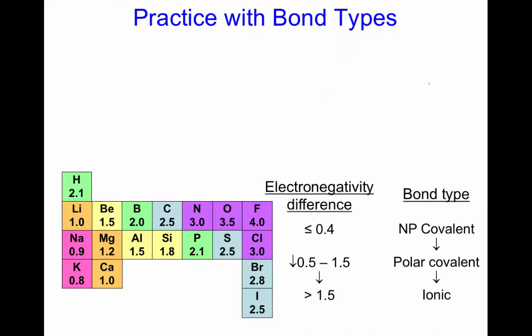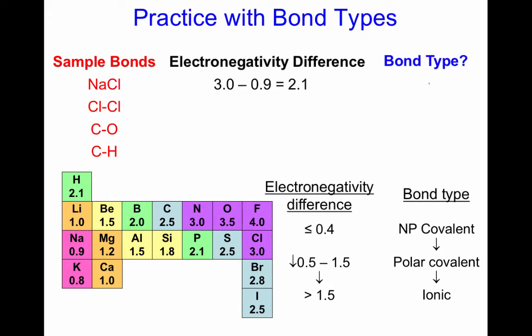So just a couple of practice problems, and you can see down on the bottom left this chart. We'll use that as an example. So here's some sample bonds. I have sodium chloride right off the bat. Sodium is a metal and chlorine is a nonmetal. So determining the type of element should be first and foremost. And because of that, I know it's ionic, but we're still going to do the calculations just to make sure.